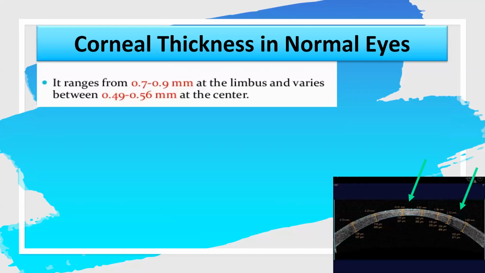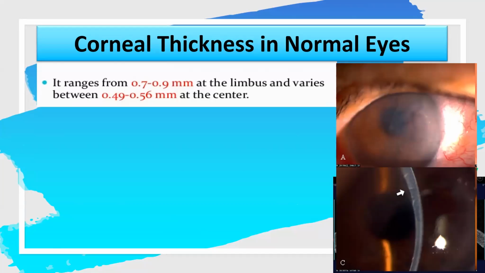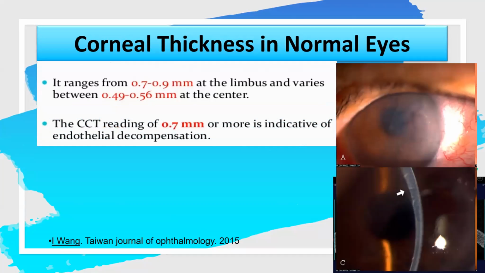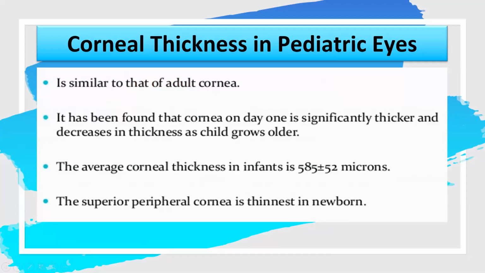Now, another important thing is whenever we have a patient with corneal decompensation, we understand that the cornea is thicker. If it is more than 0.7 millimeter, that means the patient might be landing into corneal decompensation. What about the pediatric eye? The pediatric corneas are similar to adult cornea. Only thing is that as the child is born, the infant cornea is slightly thicker, but it gradually comes to a normal size of 585 microns.